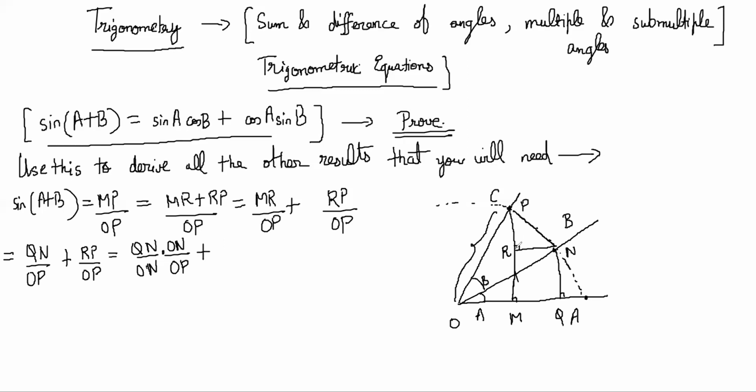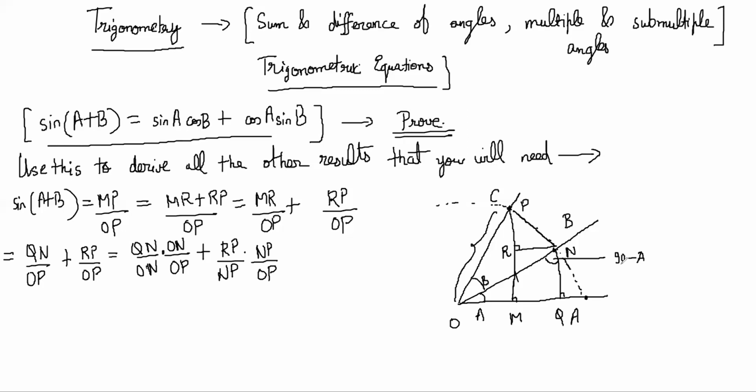Let's look at RP and OP. RP is this distance. Can we make it also part of some triangle? Instead of RP by OP, if I had RP and NP, then it would be one triangle. So RP by NP into NP by OP. Now, before we proceed, we need to know some angles. So this angle is clearly 90 minus A, right?